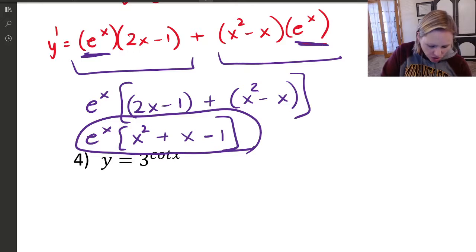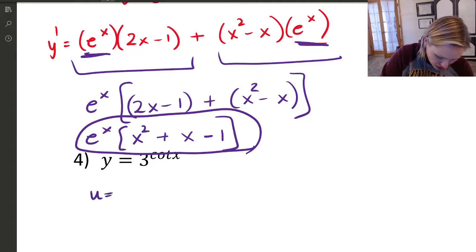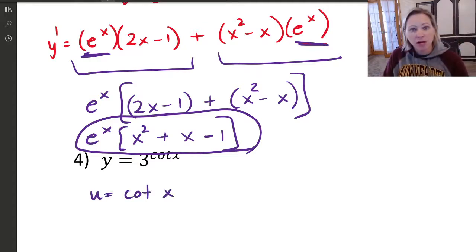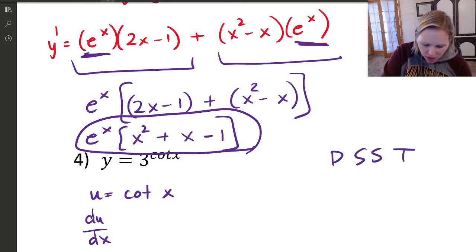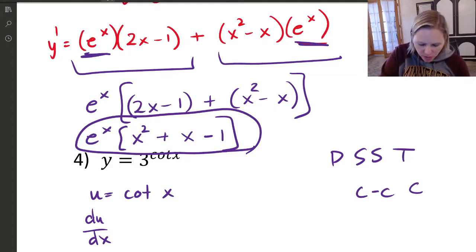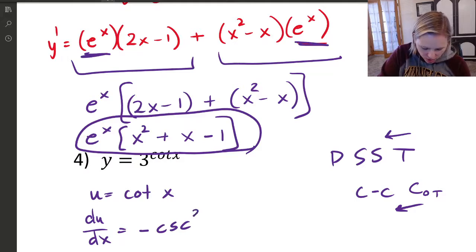We've got y equals 3 to the cotangent of x. So u is the cotangent of x. So I need to remember how to do the derivative of that, right? So du dx, whew. Okay, well, this is that pst problem, right? And so I need to think about the co-functions. CCC. And then we're going to have a negative on the inside when we do our 3 C's. Well, the derivative of tangent is secant squared. The derivative of cotangent is negative cosecant squared. So negative cosecant squared x is my derivative. So I need to remember what those are.